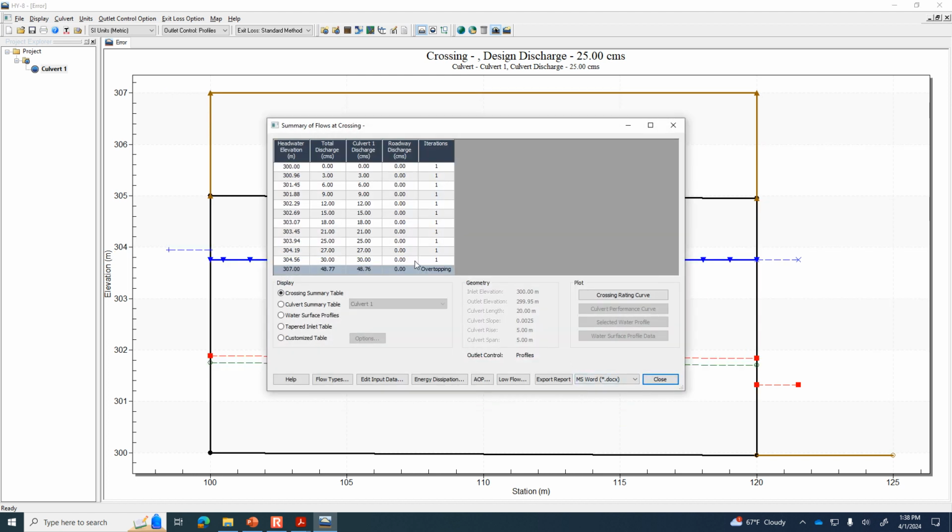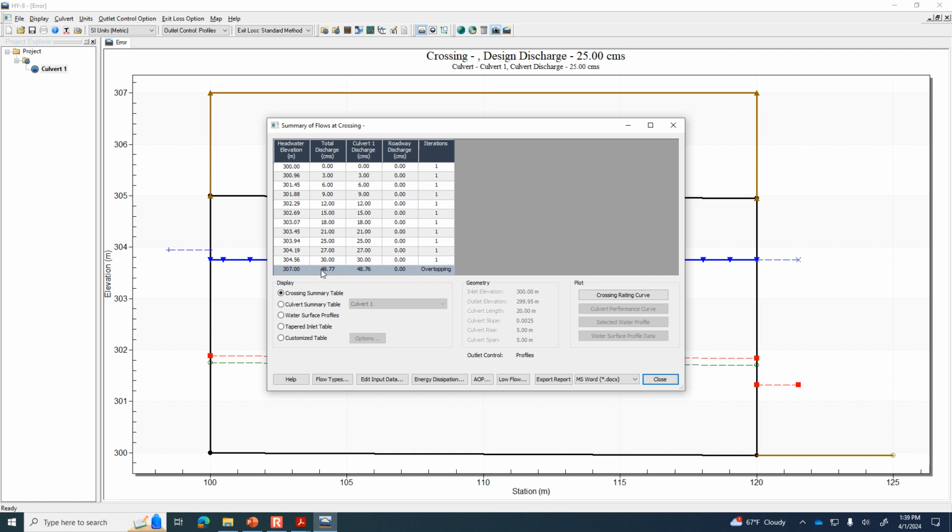Okay, so now what happens with 25 cubic meters per second? At 25 cubic meters per second, the water level is at 303.94. So the headwater can go as high as 307 prior to overtopping. So we're actually good with this gigantic 5-meter diameter culvert. In fact, what it's telling us is that when the water gets up to 307, when overtopping begins, you're getting 48 cubic meters per second through the culvert.